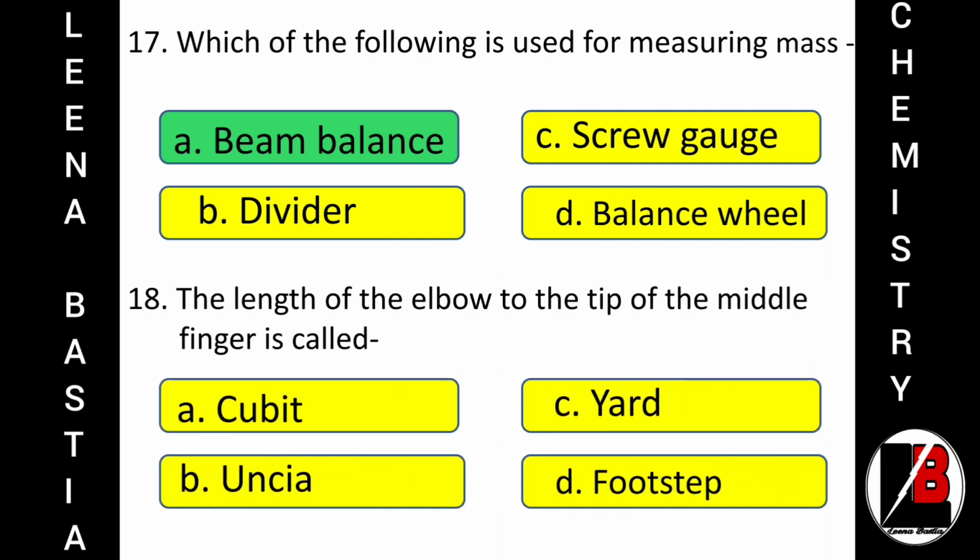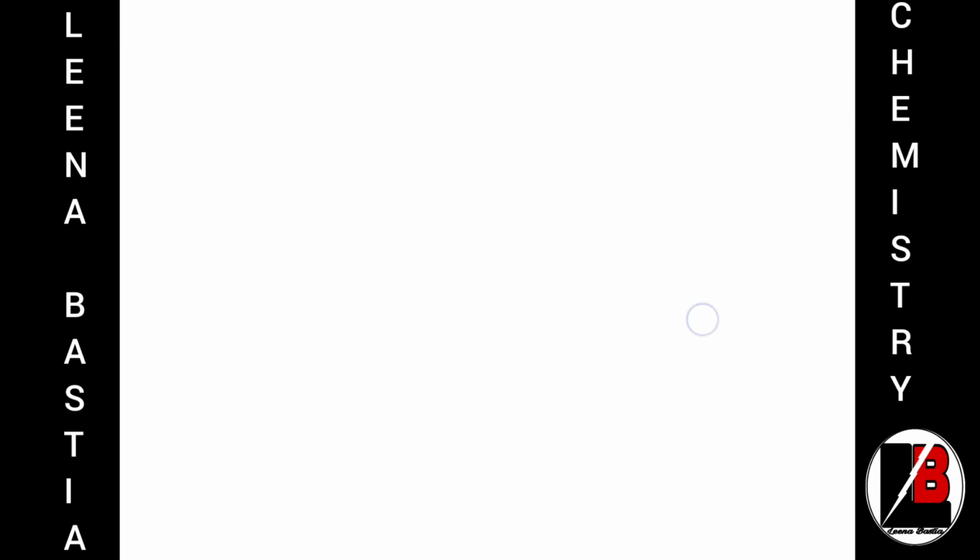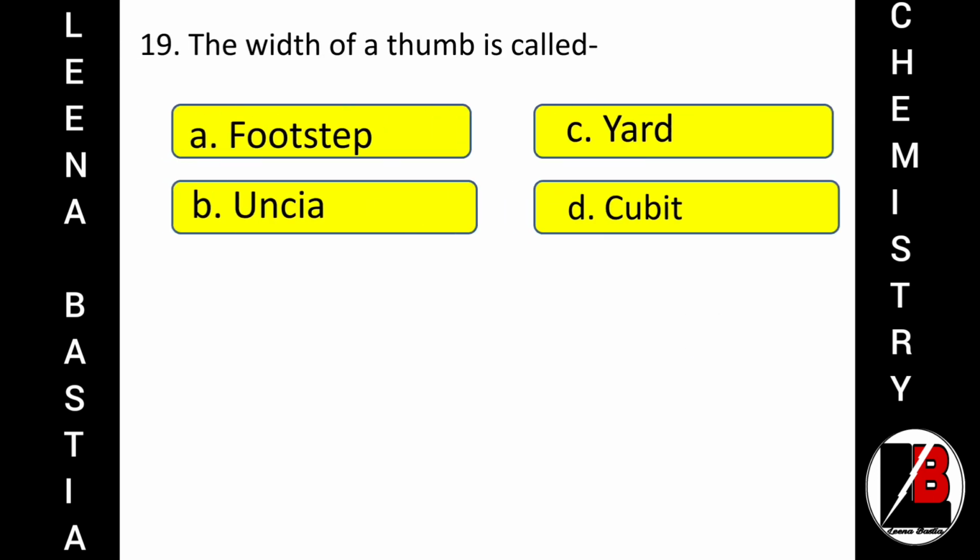Question number 18. The length from the elbow to the tip of the middle finger is called cubit, uncia, yard, footstep. So the answer is cubit. Move on to the next question. The width of the thumb is called footstep, uncia, yard, cubit. The answer is uncia. Question number 20.